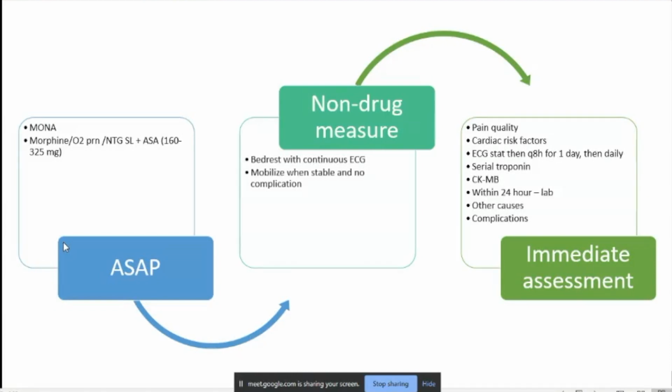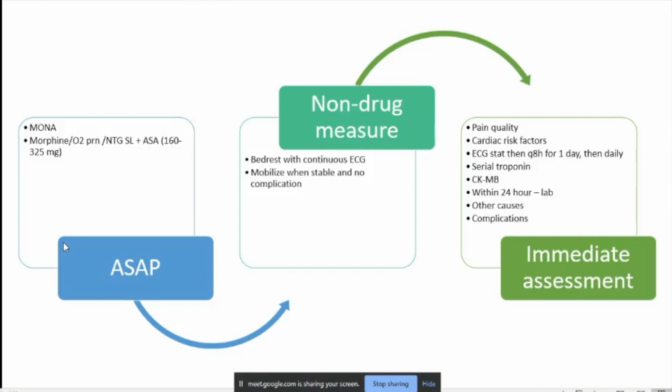If it reaches the diagnostic threshold, then they do it every 8 hours and keep monitoring. Sometimes if troponin is not available, then we do the CK-MB, which is specific for the heart muscles, right? Then within 24 hours, we have to make sure we do the lab investigations like CBC, electrolytes, blood glucose, lipids, and liver function, and all those things.